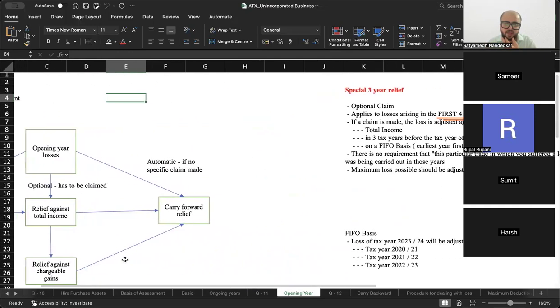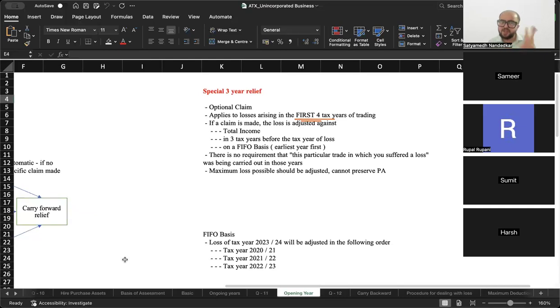When we talk of loss relief in opening years, the special 3 years relief is an optional claim, it is not compulsory, and it applies to losses arising in the first 4 years of trading. If a claim is made, the loss is adjusted against total income in the 3 tax years before the tax year of loss on a FIFO basis. यहाँ पे special 3 year relief is on a FIFO basis. In cessation of trade, it is on a LIFO basis. So थोड़ा सा आपको ज़्यादा careful रहना पड़ेगा.